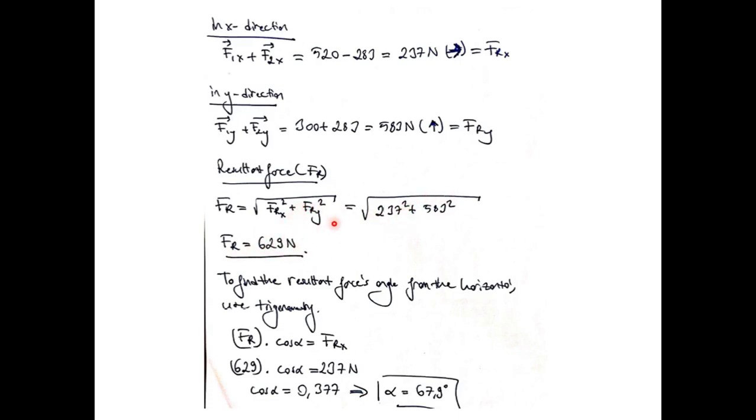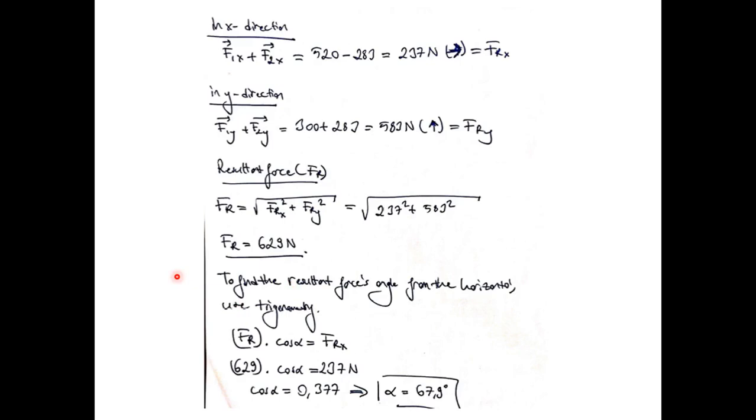Just one precaution: no matter what the direction of FRX and FRY, we always sum them up, and since they are squared, their magnitude is always positive. So keep this in mind.